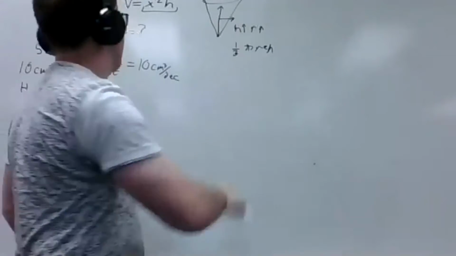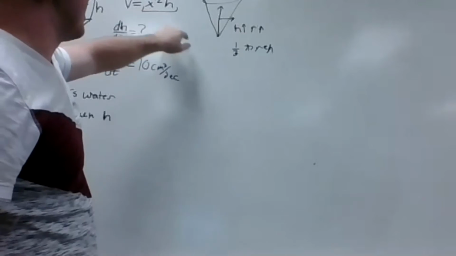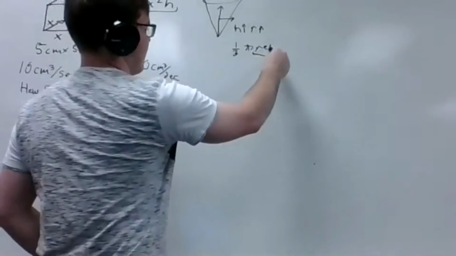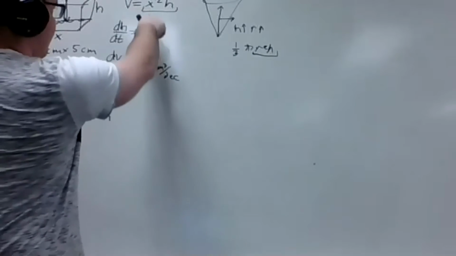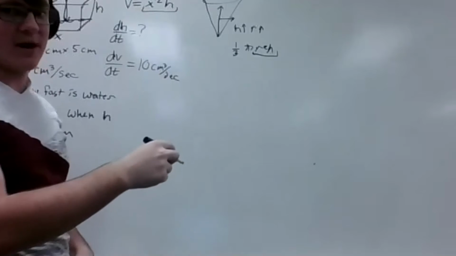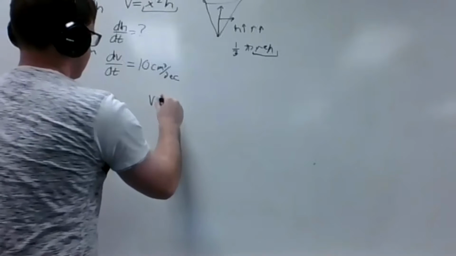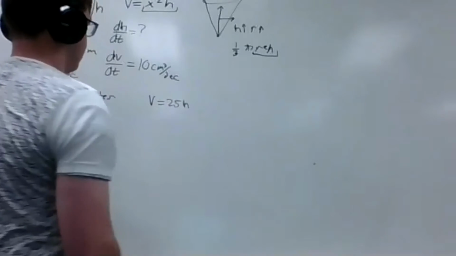So in this equation, we would end up having to have a volume equation and some other way to relate h's and r's, so they'd all be the same variable. But since this is a constant, we can just plug in 5. That makes sense why that works? Yeah, that makes sense. All right. So then we can say our volume is equal to 25h.